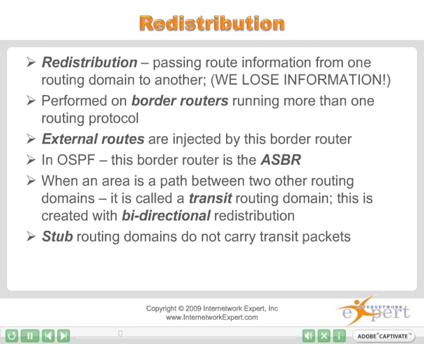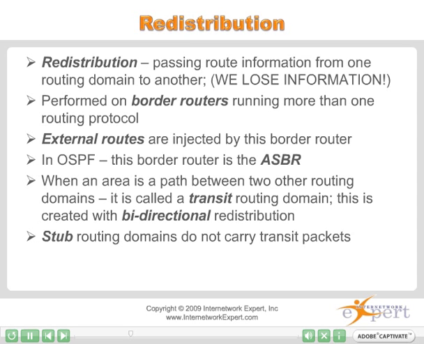When an area is a path between two other routing domains, we call this a transit routing domain. Your routing domain is now becoming transit for other prefixes to pass through. So this is typically something we want to be careful about doing, and we end up creating a transit routing domain between two others when we do bidirectional redistribution.